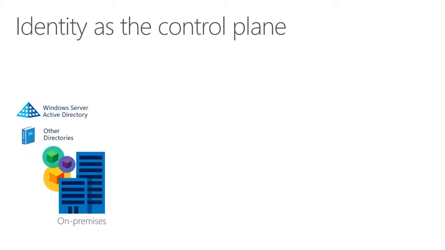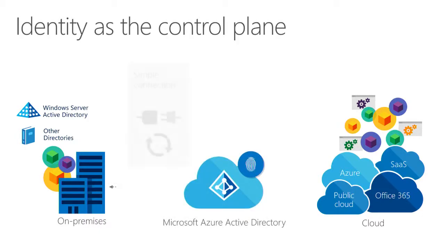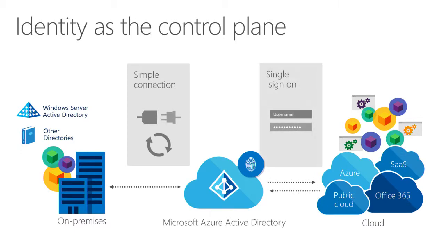The way we do that is we use Active Directory. The on-premises identity directory that 93% of the Fortune 500 are using, the one that almost everybody in this room is going to be using. And then we connect that up into our public cloud offerings through Azure Active Directory. Nice, easy stuff. Simple connections, single sign-on.